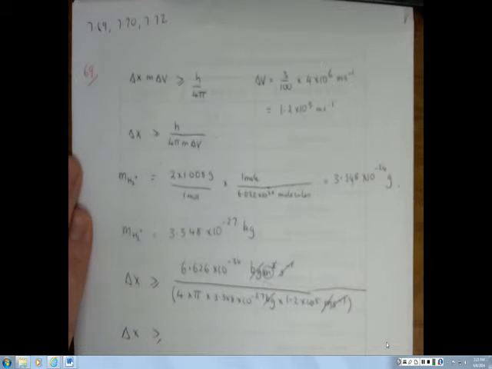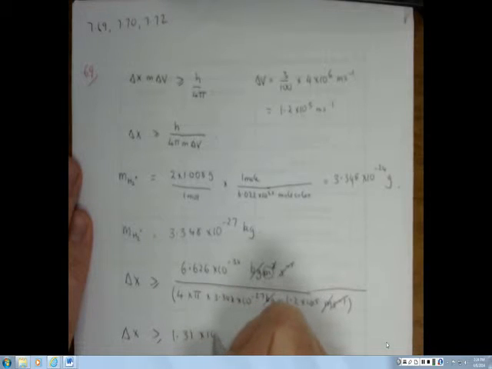So here we go. See what we get. 6.626 e to the minus 34 divide, put parentheses, 4 times. Find the pi button, we don't use it that often in chemistry. 4 times pi times 3.348 e negative 27 times 1.2 by 10 to the 5. Close my parentheses, and I got 1.31 times 10 to the minus 13 meters.